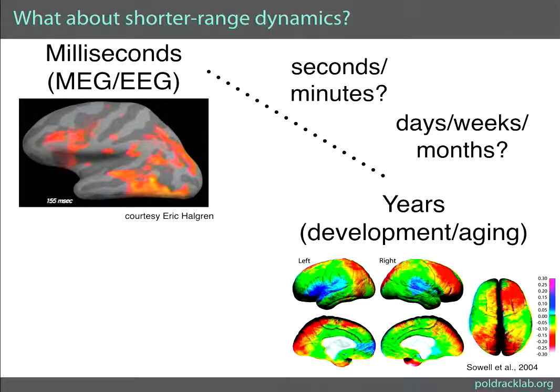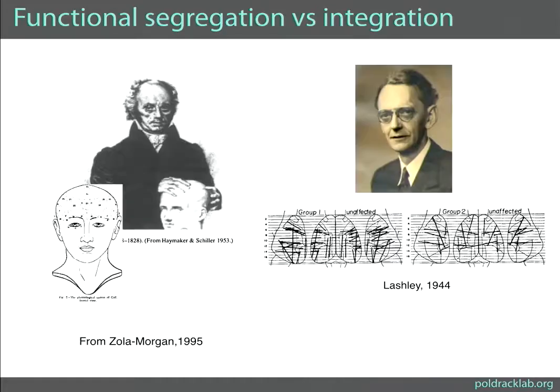And so we have started, both using my data and other open data sets like the Human Connectome Project, to ask how the brain fluctuates at a shorter period of time, and then whether we can relate that back to longer range dynamics. And we're going to focus on a particular aspect of brain function that's one of the oldest questions in neuroscience, which is, to what degree is the brain functionally integrated versus segregated?